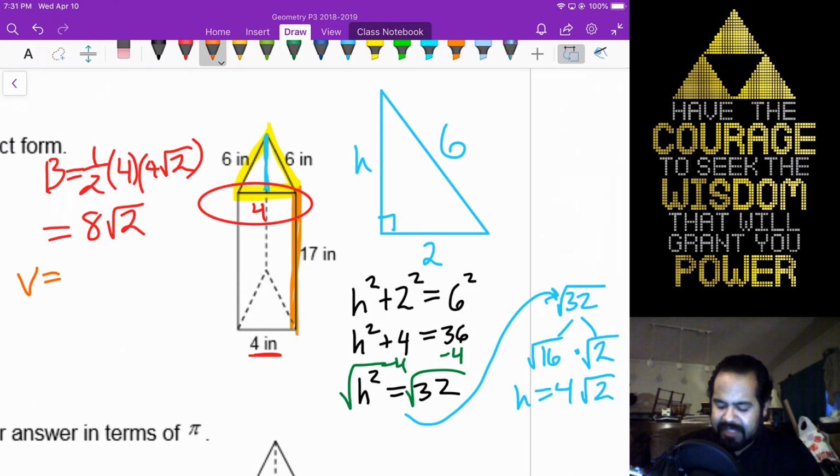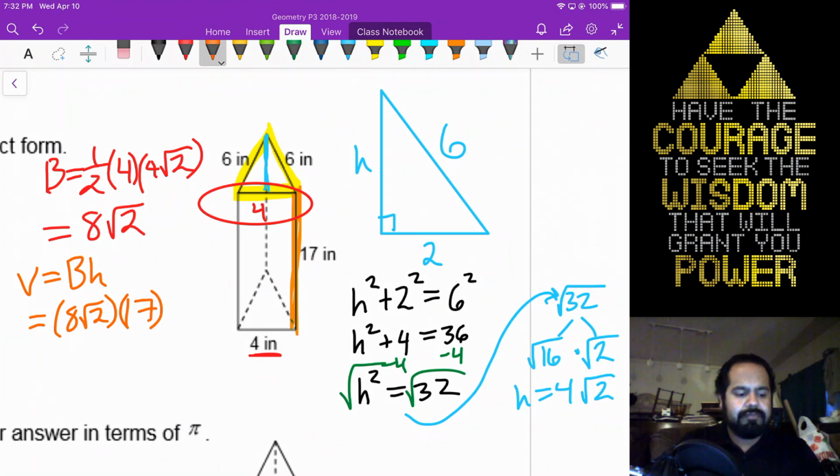Go with the volume. Volume equals, it's a prism, so I do base area times the height. So that's going to be 8 rad 2 times our 17. At this point, you'll probably be typing it into your calculator. 8 times 17, so you're going to get 136 rad 2. And that's going to be inches cubed.